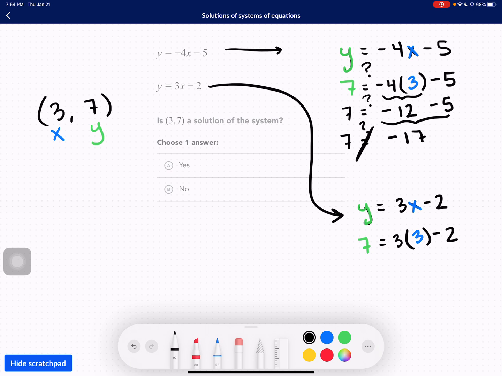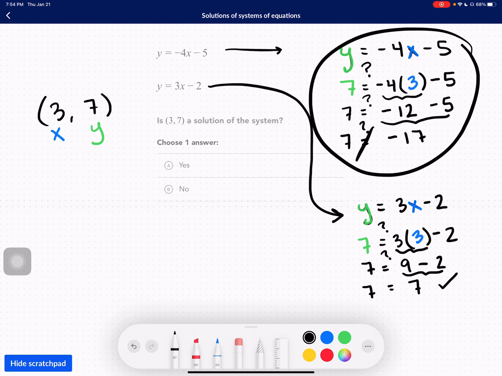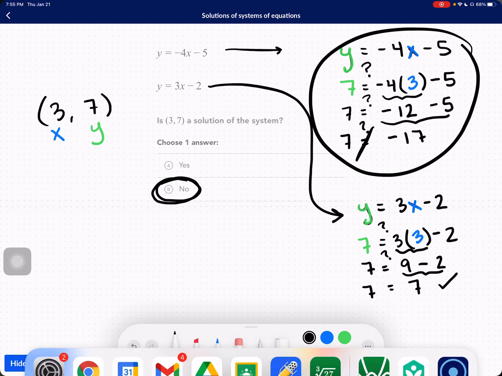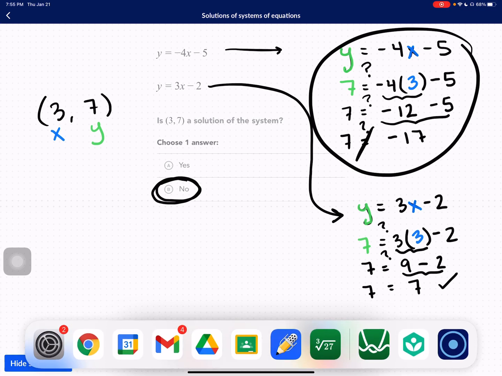I am so sorry. So here we're wondering, is it equal? 3 times 3 is 9. We have that minus 2. 7 equals 7. Yes, 9 minus 2 is 7. So this one works. But since it didn't work for the first equation up here, it is not going to be the solution of the system. A system means it has to be a solution for both of them. So no. So let's see what this looks like when we graph these two lines. I wonder if they intersect anywhere. Because they probably have a solution, right? But it's just not the point 3 comma 7.